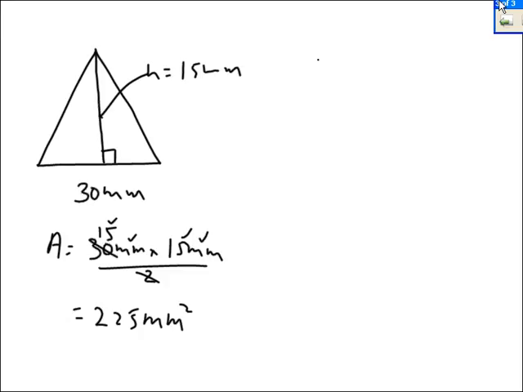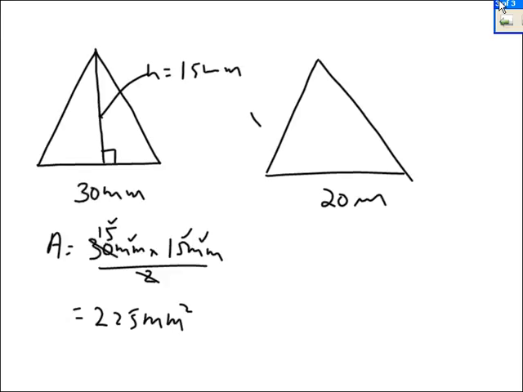225 square millimeters. Now, how about we have this triangle? I tell you that this is 20 inches, and this is 15 inches, and I tell you that this distance, which is at a right angle, is 16 inches.